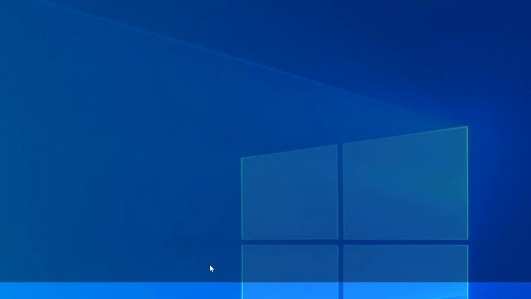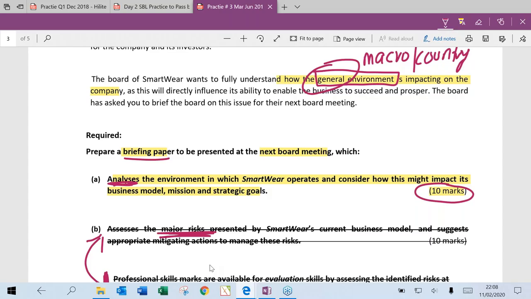Now, where can I find information? We need to talk about PESTEL: political, economic, social, technological, ecological and legal. So how many marks is this? 10 marks. For 10 marks, how many points? 5 points. I'm happy with 4, I'm happy with 6, but let's try to stick with 5 if we are able to find 5 points. Otherwise, 4 points are also okay.